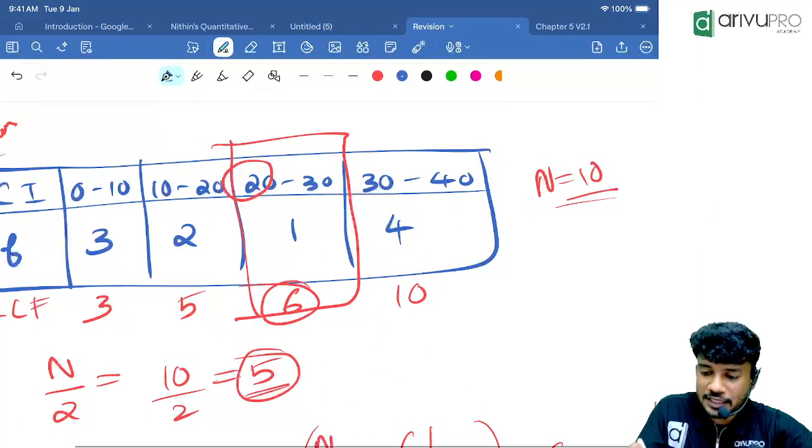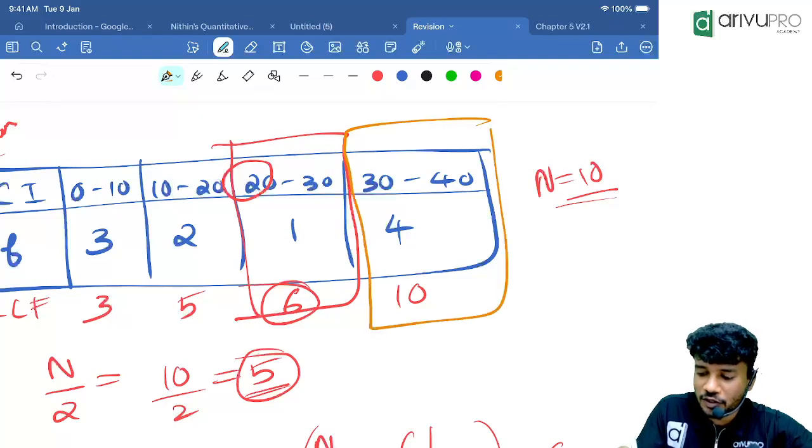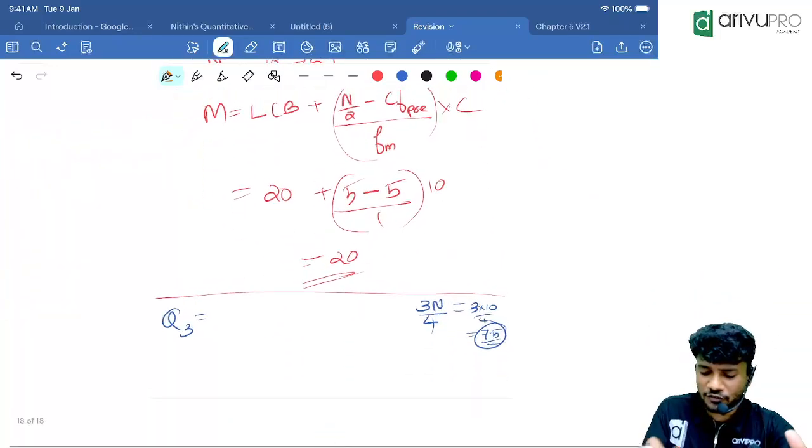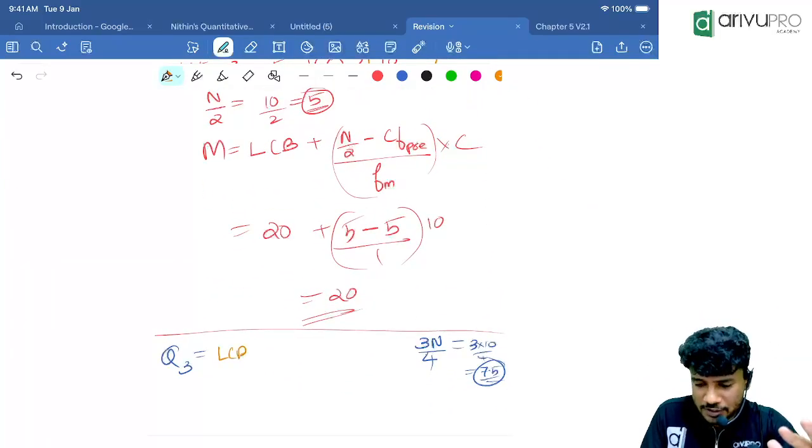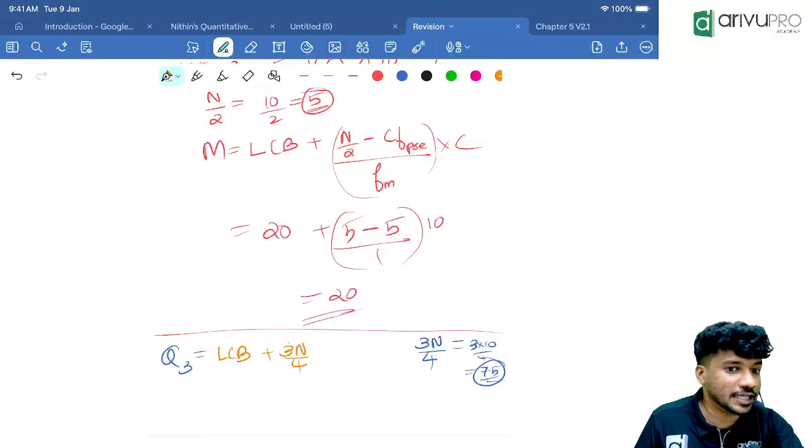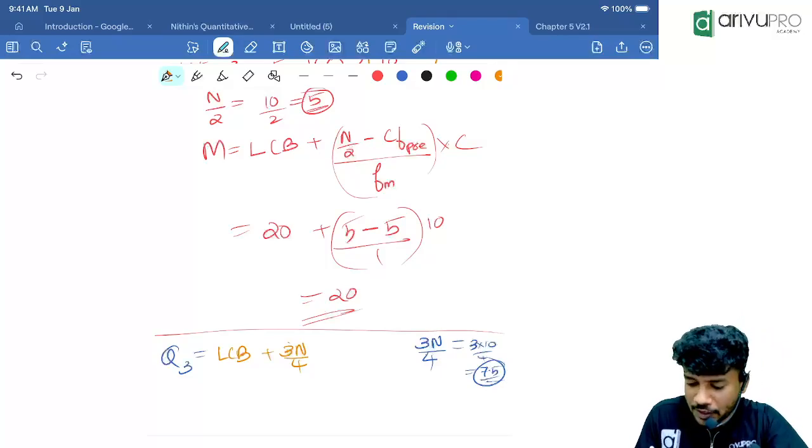7.5 means which cumulative frequency is greater than 7.5? That is 10. So this one is our quartile class. Now we will use our same formula. LCB plus, instead of n by 2, you will write 3n by 4. Why 3n? Because it is the third quartile. If it was the first quartile we would write 1 into n by 4. Then minus cumulative frequency of the previous class, divided by frequency of the quartile class, multiplied with what?